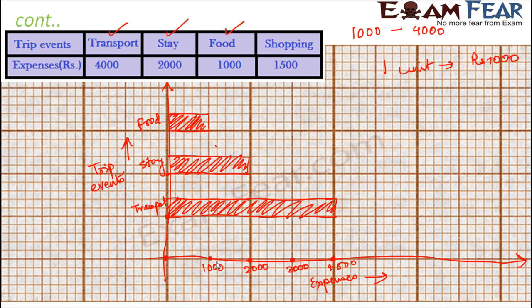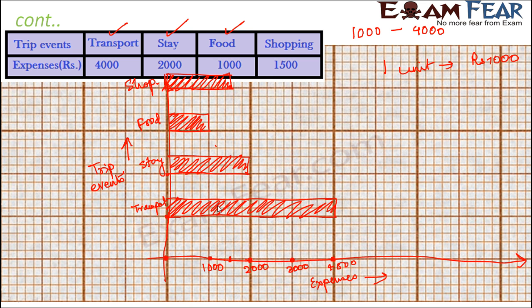So 1500 would be exactly midway between 1000 and 2000. That means 2 boxes this side, 2 boxes this side and half box in between. So this would be 1000 plus 2.5 boxes, right? So that would be somewhere till here. If you draw it like this, this would be for shopping. So in this fashion, you can draw a bar graph, and this time we have drawn horizontal bars. So that's what I was telling, right? Depending on what we want to draw, whether horizontal bars or vertical bars, and how many units, or how you choose the scale, that is clear, right?